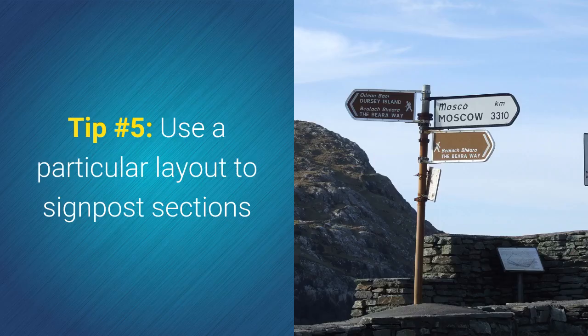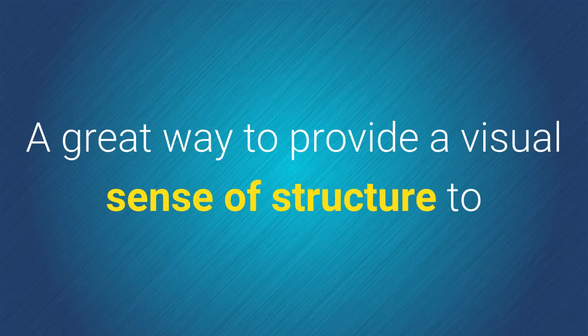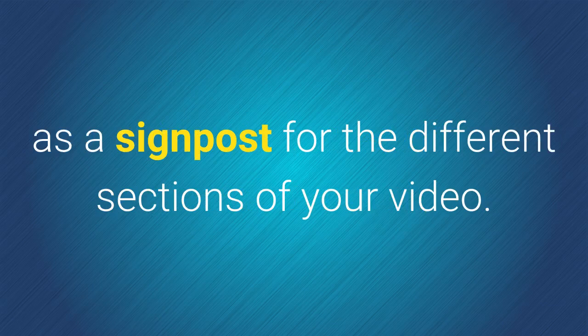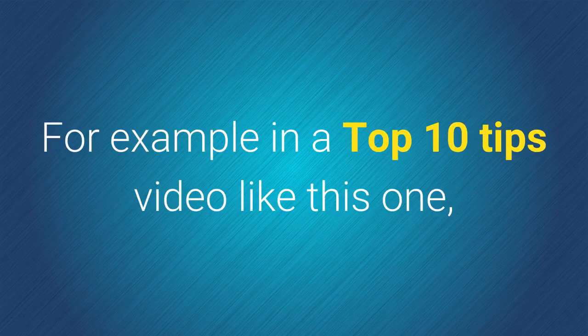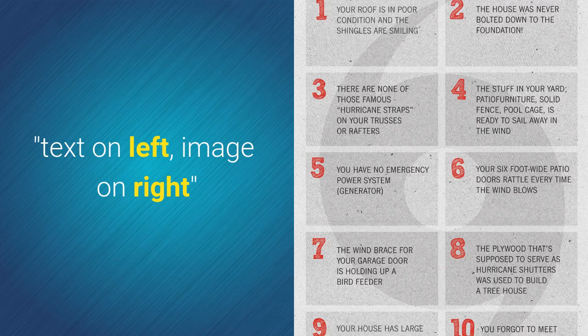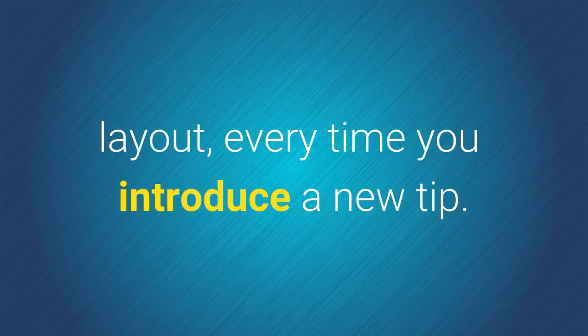Tip number 5. Use a particular layout to signpost sections. A great way to provide a visual sense of structure to your video is to reserve one particular layout to act as a signpost for the different sections of your video. For example, in a top 10 tips video like this one, you might decide to use the text on left, image on right layout every time you introduce a new tip.